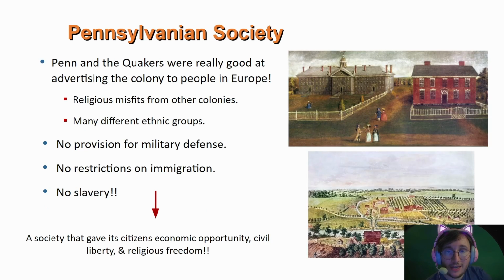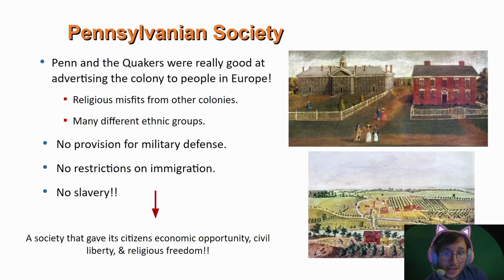Now, Pennsylvania became a beacon for religious misfits and those seeking a life in the Americas. William Penn and the Quakers were adept at advertising the colony across Europe, attracting a wide array of settlers. The colony was marked by its cultural diversity and religious tolerance, with no restrictions on immigration. This open door policy contributed to Pennsylvania's rapid growth and economic success. Notably, Pennsylvania had little to no slavery during this period, setting it apart from other colonies where slavery was a significant institution.